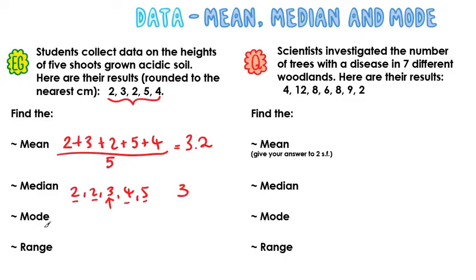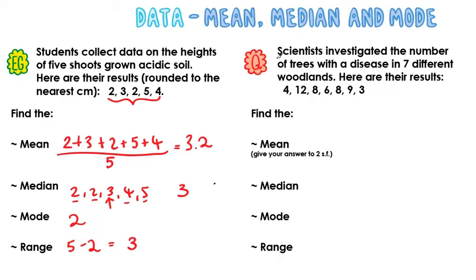The mode then is the most common value. We can see we've got 2 2's, so the mode is 2. And the range is just the biggest number take away the smallest number. So 5 take away 2 gives you 3. Okay. Now let's try the question yourself. Pause and give it a go.